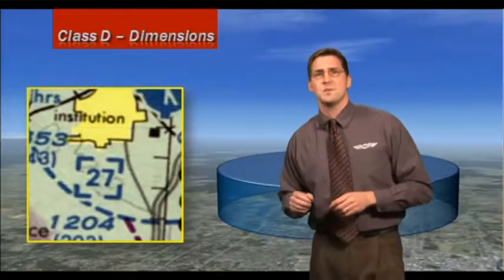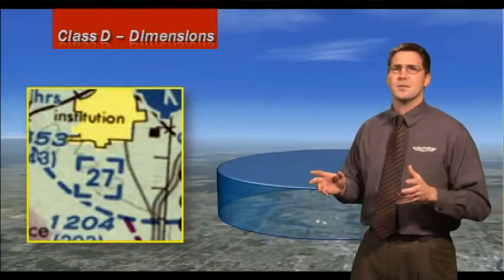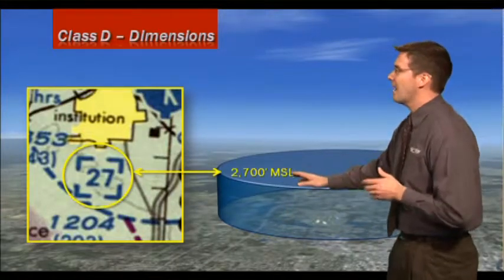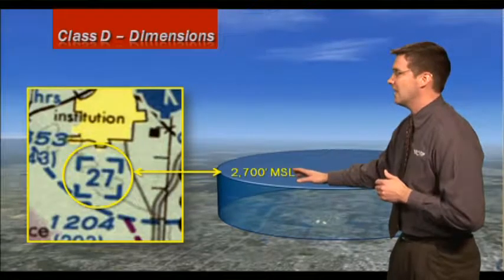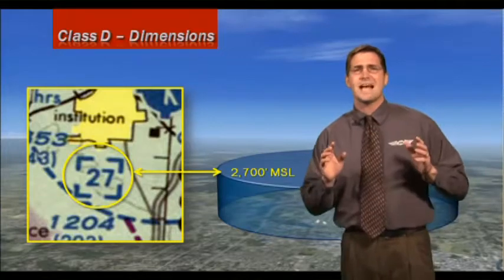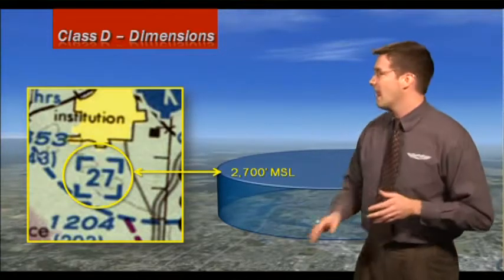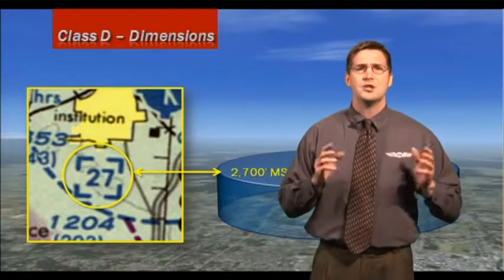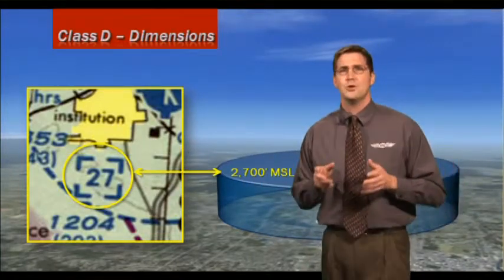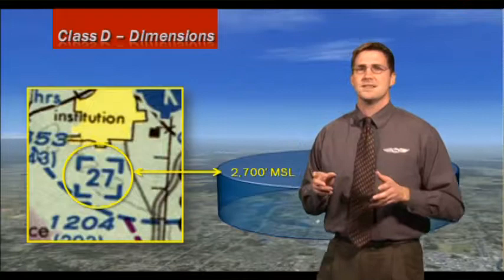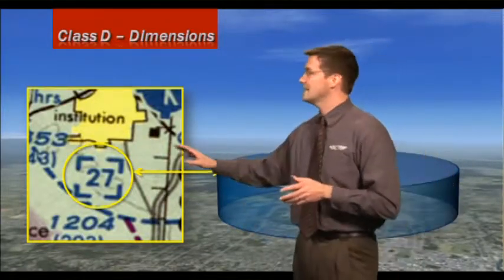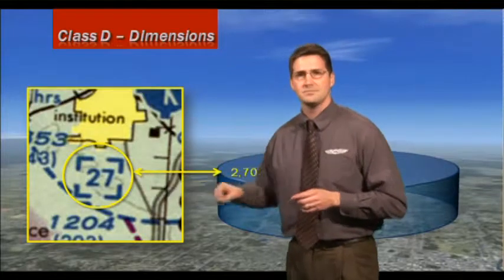Now, Class D airspace is usually a cylinder that begins at ground level at an airport and extends to approximately 2,500 feet AGL. The top of each Class D airspace area is shown on the sectional chart. You'll see it right here, and it's indicated by a 2-digit number in a blue box. Here you can see that the ceiling of Class D airspace at McNary Field is 2,700 feet MSL.